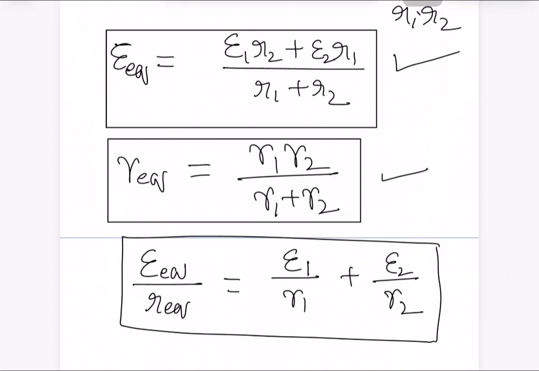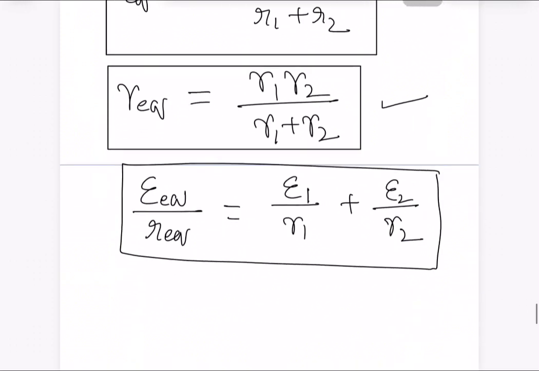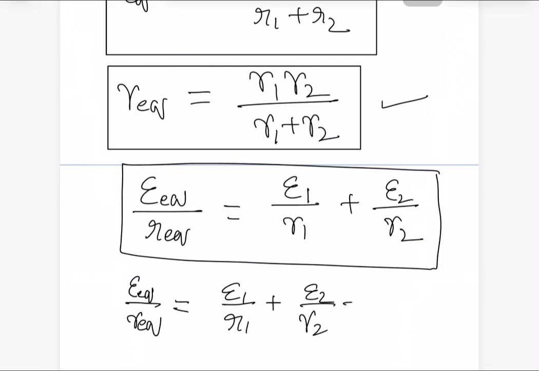This can be applied to 3 or more cells connected in parallel. If 3 or more cells are connected in parallel, then you can use a slightly different equation. So, you can use E equivalent by R equivalent as E1 by R1 plus E2 by R2 plus E3 by R3. So, this is an equation.